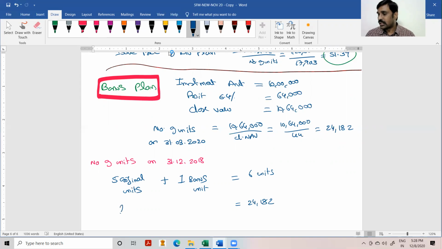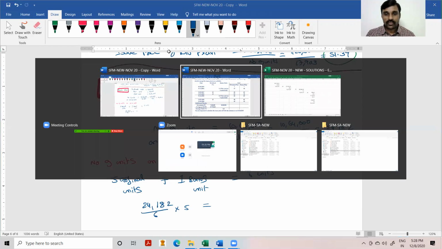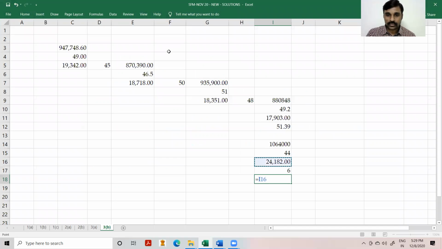How much is the 5 units? So 24,182 divided by 6 into 5. 24,182 includes the bonus shares, so before bonus shares it will be 20,152, rounding off.